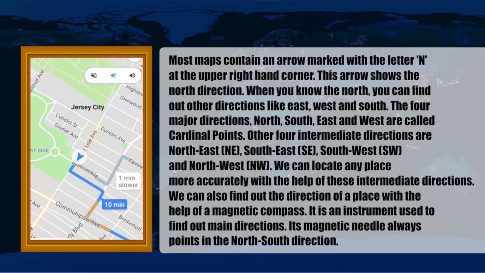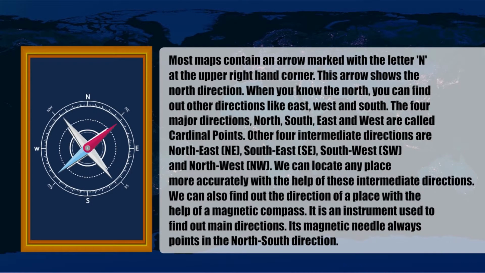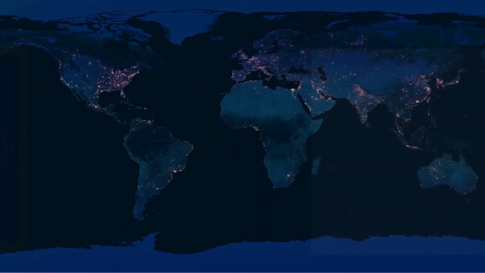We can also find out the direction of a place with the help of a magnetic compass. It is an instrument used to find out main directions. Its magnetic needle always points in the north-south direction.